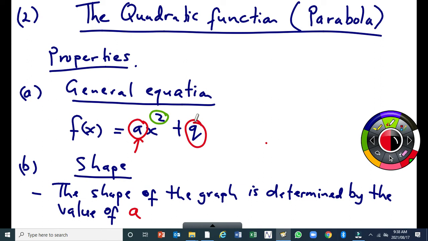Obviously, as I said earlier, a determines the shape of the graph. Right now, there are two scenarios. Let me talk about a being positive or negative. Okay, so let me move on to the next page. So if a is positive, we are still under shape. Then I will talk about the summary later.